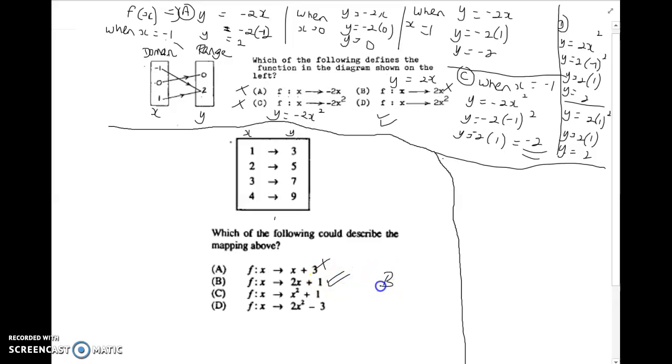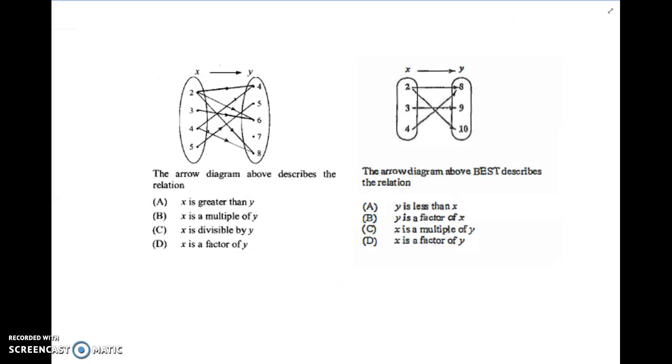That's B. So take your time, as I said, always pause, replay, comment if you don't understand a question. I will try and help as best as I can. Right, so now for these two are similar.